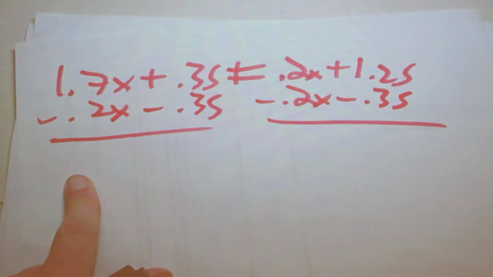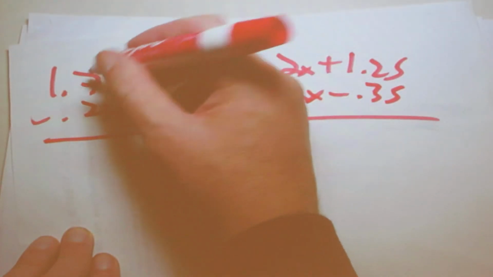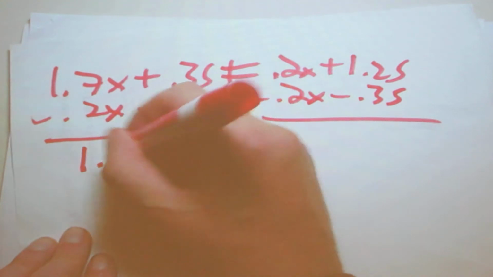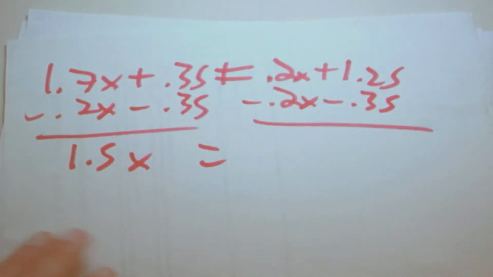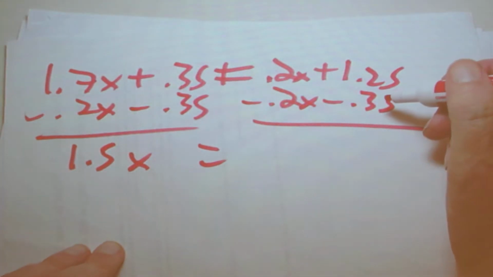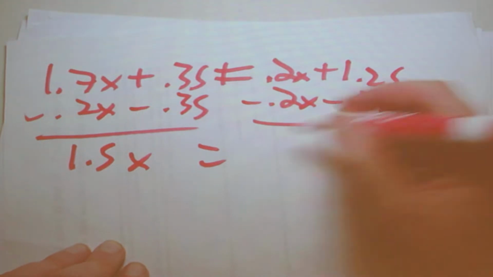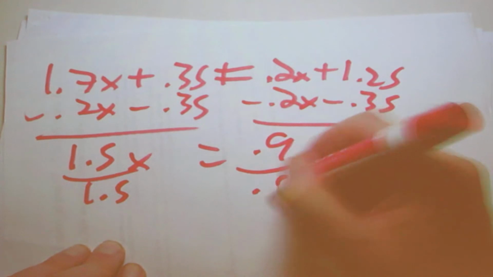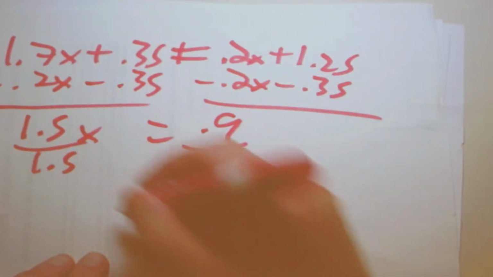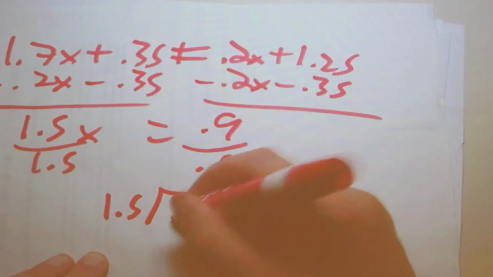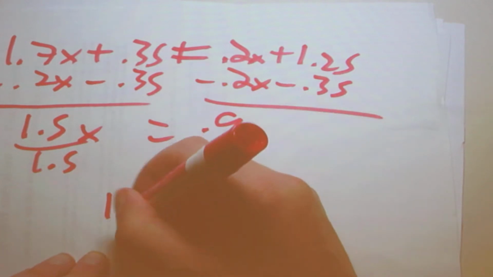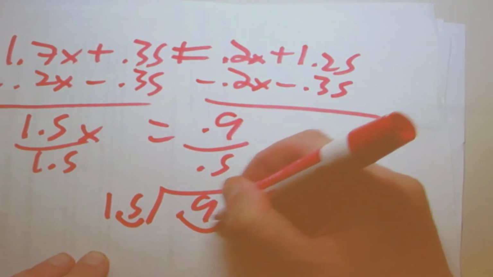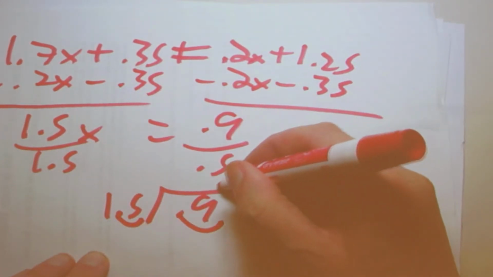When I do that, I'm going to get 1.7 minus 0.2 is 1.5x equals 1.25 minus 0.35 is 0.9. Divide both sides by 1.5. I'm going to do that in long division. So I'm going to bring this decimal right to here.